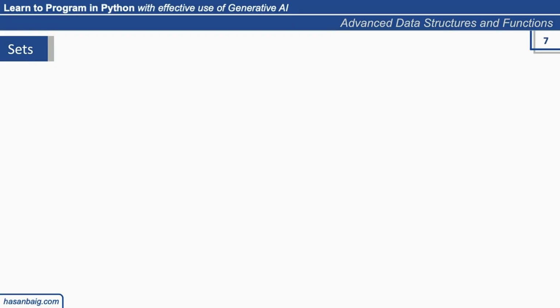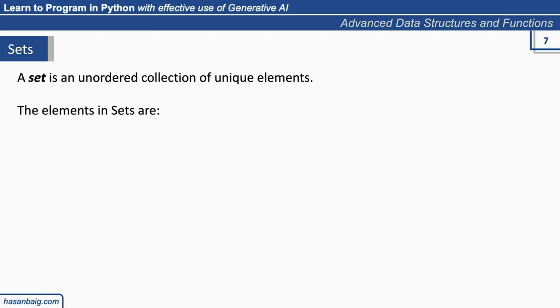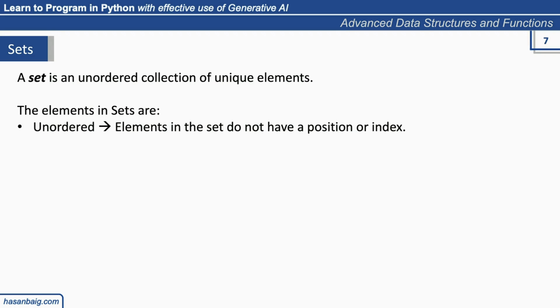Okay, so by definition, a set is an unordered collection of unique elements. It's a very important thing to know. There are two important things in this definition. First of all, elements in sets are unordered. So when I say unordered, it means that I cannot access those elements with their index values.